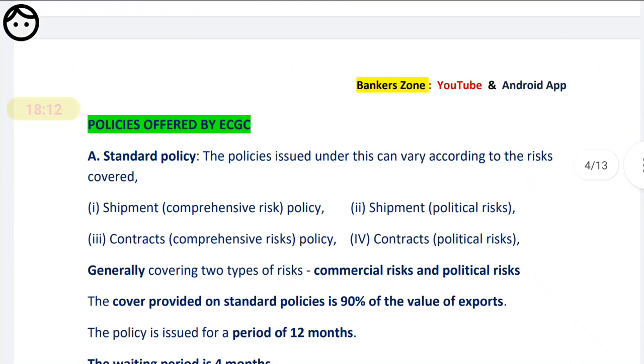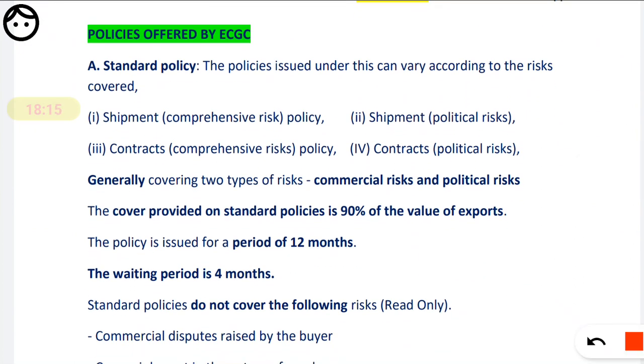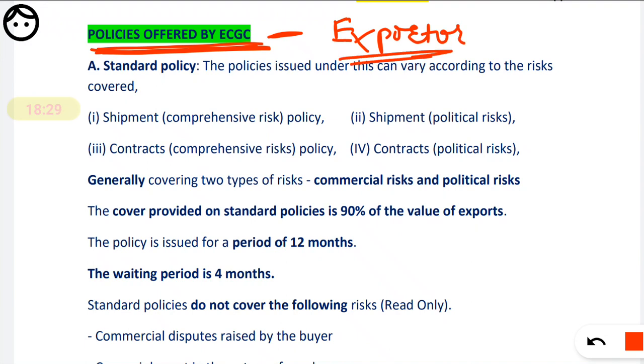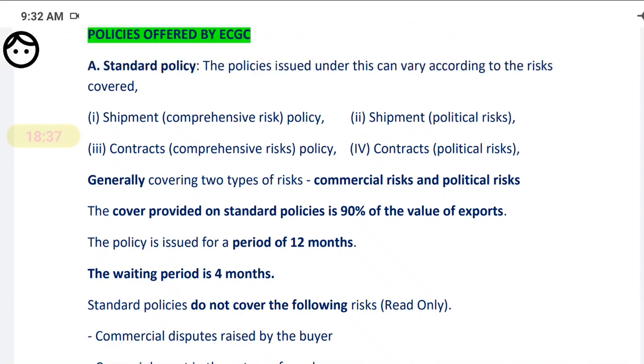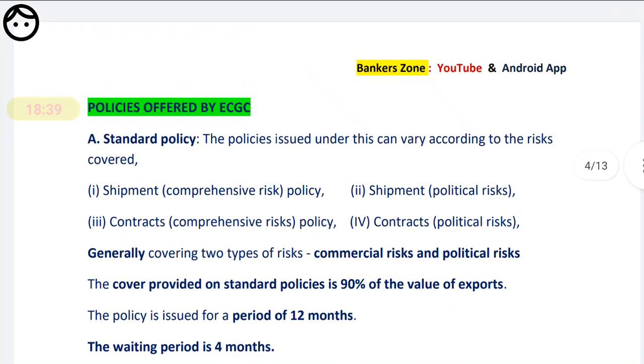Now the next important thing we have to discuss, the core of this chapter, is the policies offered, that is, insurance policies offered by ECGC. To whom? First we will discuss the exporters. That means which policies are offered by ECGC to the exporter. The very first policy we will discuss is the standard policy, which is offered by ECGC to the exporter.